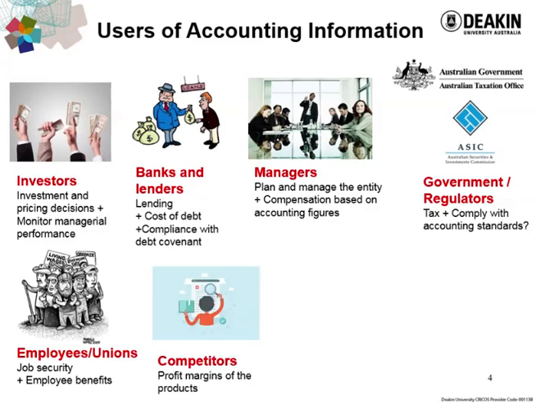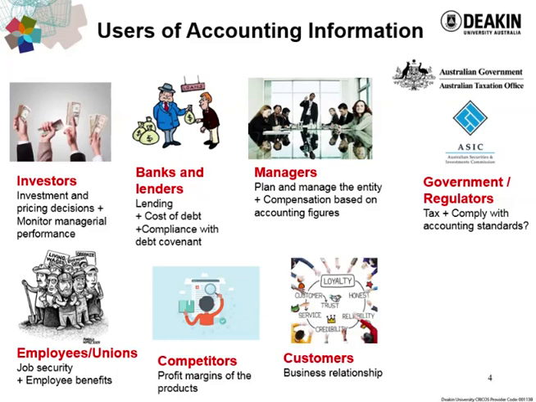Next, competitors in fact also look at the business's financial statements, because they can deduce the profit margins of the products by looking at the competitors' financial statements. They will follow the company's business strategy if the products are profitable. Customers also look at financial statements, especially major customers, because major customers prefer a stable business relationship, so they prefer to deal with profitable and growing firms.